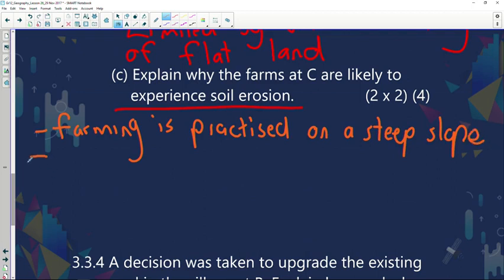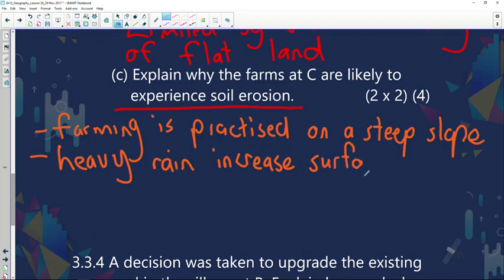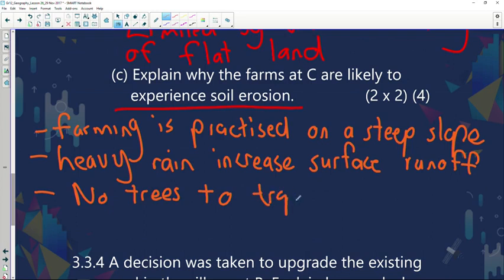Okay. Now, as you can see, there was cloud cover, it showed precipitation. The heavy rain will increase surface runoff. And there's no trees being planted to trap the runoff. Because what do the trees do? It creates infiltration. It creates underground runoff. So the trees will help to stop soil erosion.